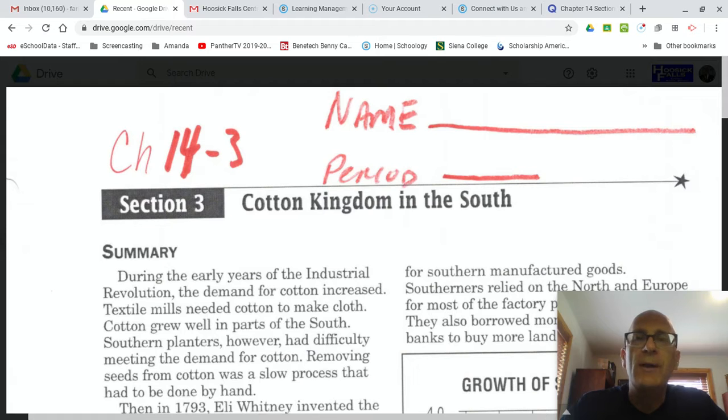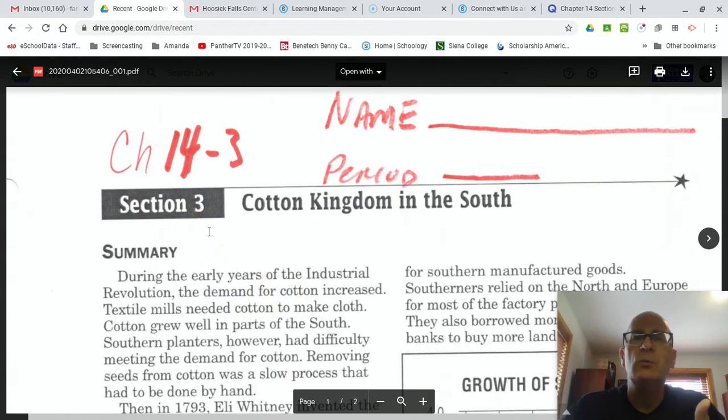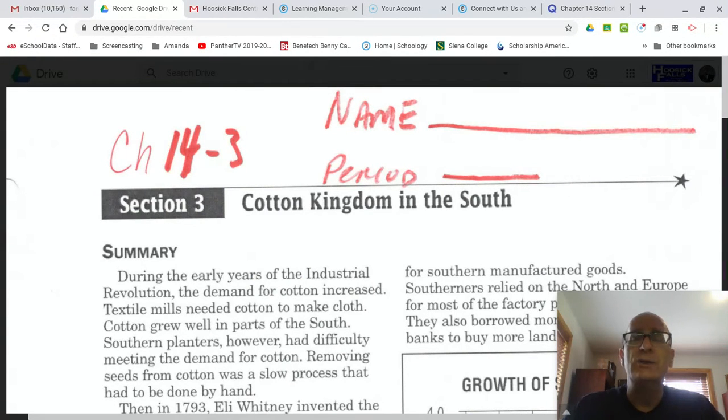Hope you're doing well. Let's take a look at chapter 14, section 3. Remember in 14.1, we looked at industry in the North. The last section, 14.2, we looked at life in the North. So we're going to look at 14.3, which is going to talk about the economy of the South. And the economy of the South is going to be called Cotton Kingdom, okay, in the South.